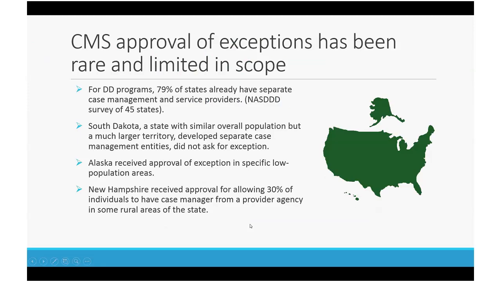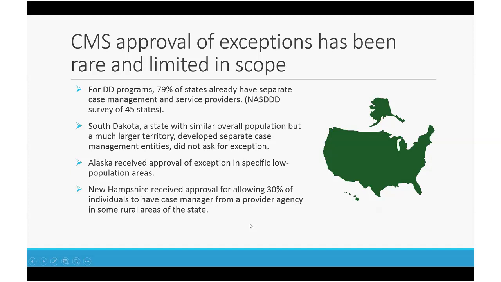So again, just so you have this information, CMS approval of exceptions has been rare and pretty limited in scope. So of the 4 proposals I suggested, only the first one that totally separates case management from direct services is in full compliance with the CMS rules for home and community-based services, and that one would not require us to request an exception from CMS. Any of the proposals where the case management and direct services are provided by the same agency would require us to request an exception.